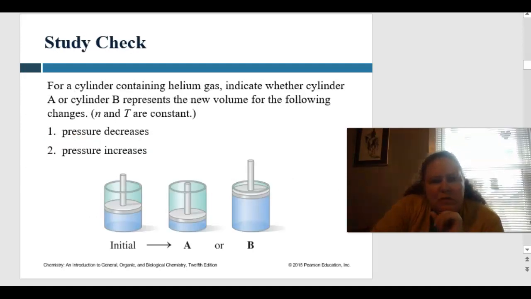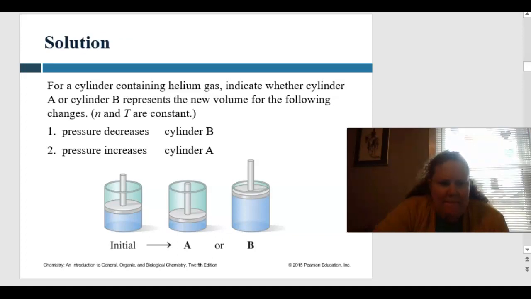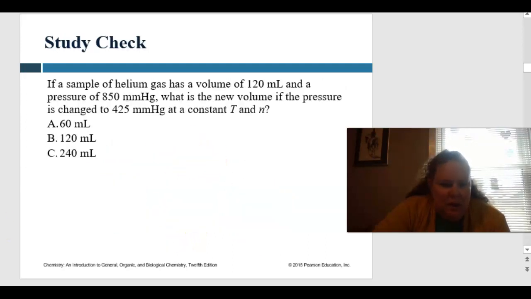Okay, here's another one. For a cylinder containing helium gas, indicate whether cylinder A or cylinder B represents the new volume for the following changes. Okay, and again, n and T are remaining constant. So pause me, think about it, come back. So what's going to happen is the pressure decreases in cylinder B, right, because the volume's getting bigger, whereas the pressure is going to increase in cylinder A because the volume's getting smaller.